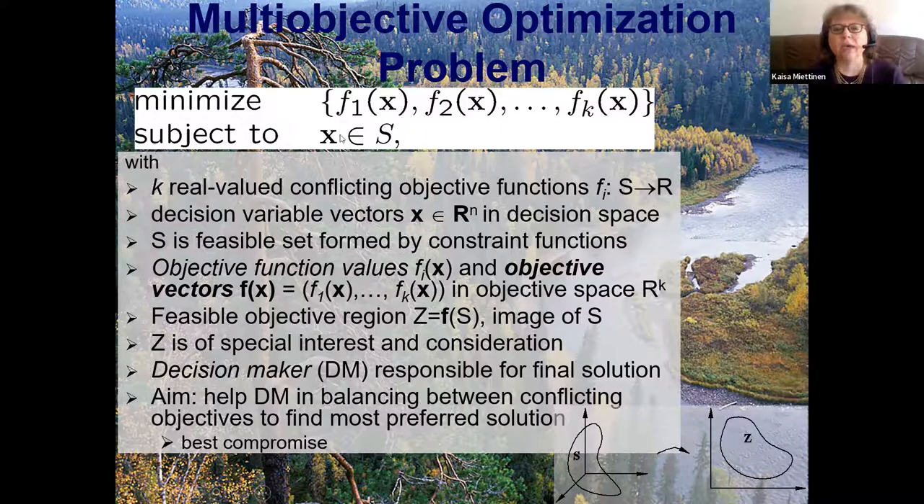And many times we consider solutions in the objective space. So we have vectors that have k components, and we call them objective vectors, and they are very much communicated to the decision maker. So a decision maker is a domain expert responsible for the final solution, who can provide some additional information about what kind of solutions are more preferred than others. The decision maker is not supposed to be an expert in optimization, but as said, a domain expert. And with multi-objective optimization methods, we help the decision maker in balancing between the conflicting objectives to find the most preferred solution for the purposes of that particular decision maker. We can call the final result the best compromise.